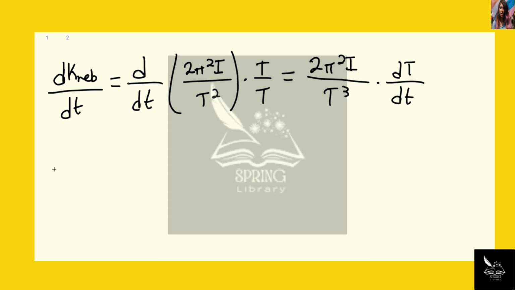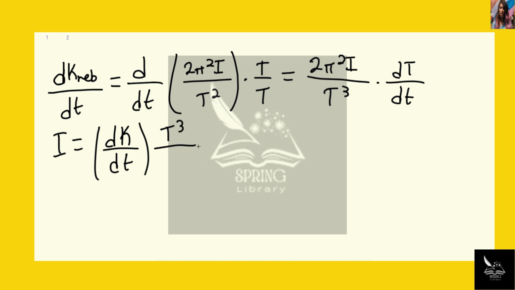We now know that I is going to be dK over dt times T cubed over 2 pi squared, and then times dT/dt to the negative first. And this is going to be equal. We can now find our moment of inertia of the neutron star. This is our part A.